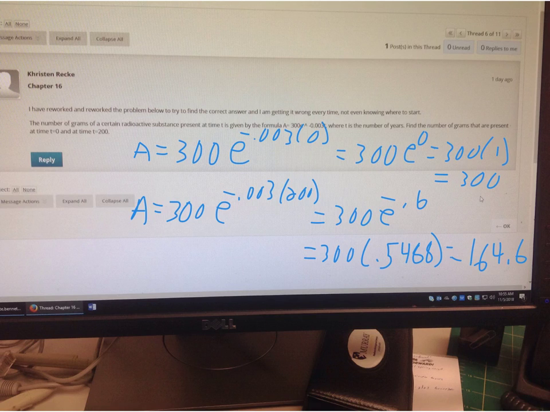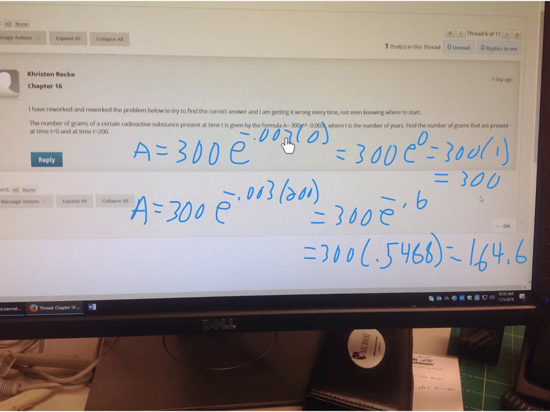So I saw your question on the discussion board. You want to use this formula here: A equals 300 times e raised to the minus 0.003 t power, where t is the years. Find the grams that are present at time equals 0, initially, and then in 200 years.